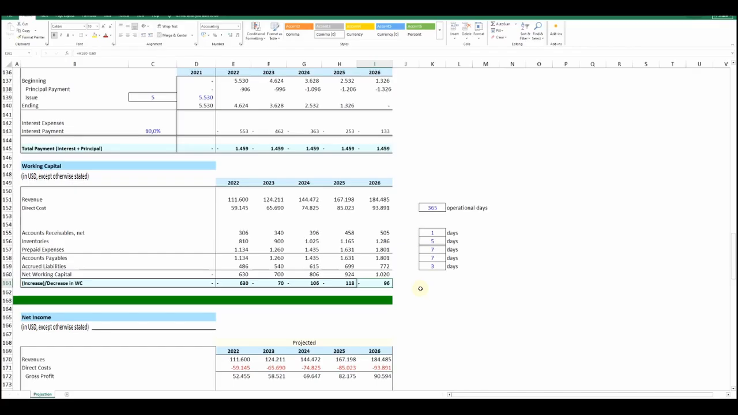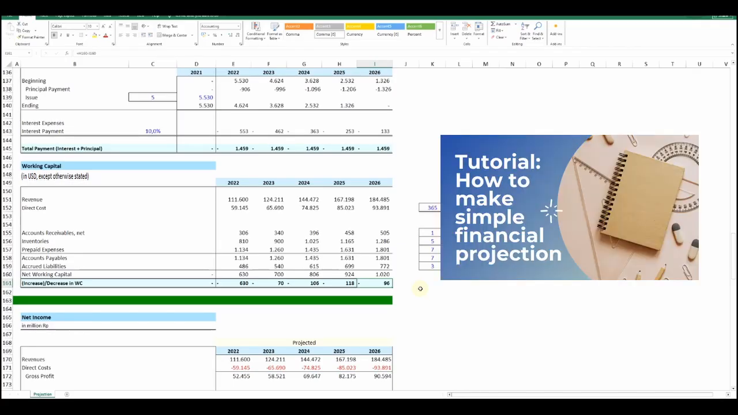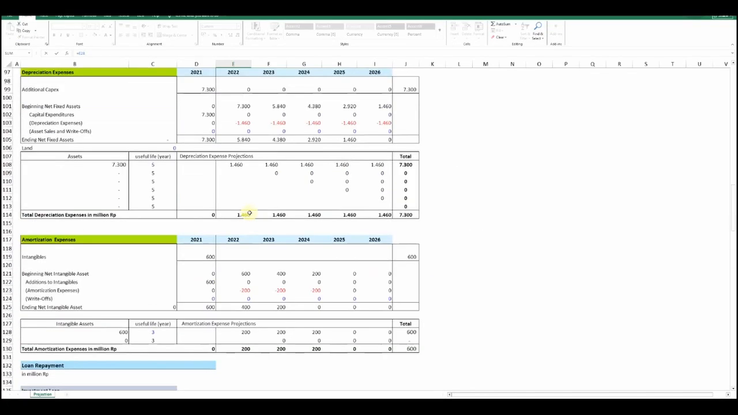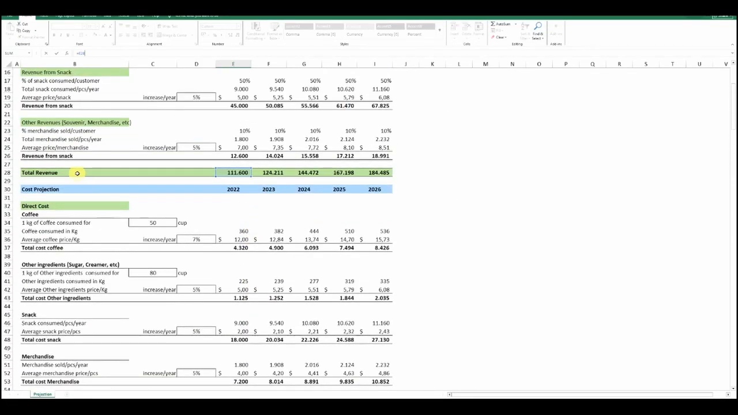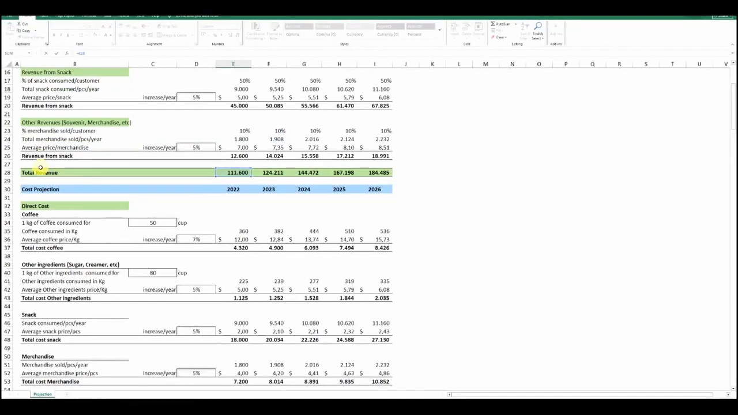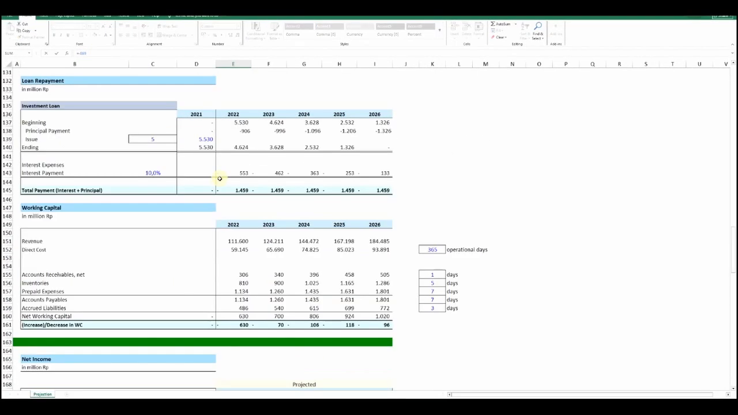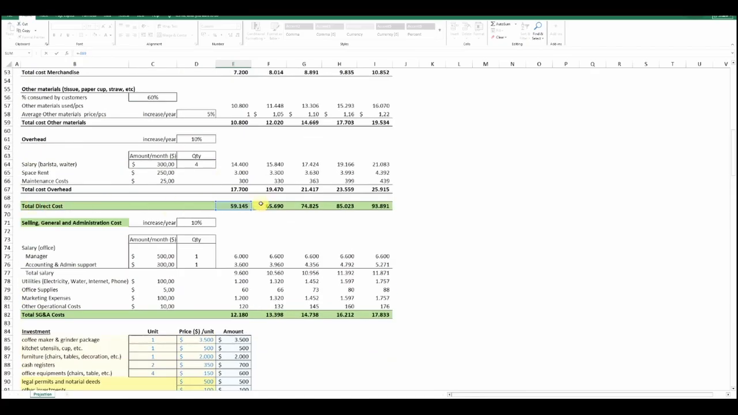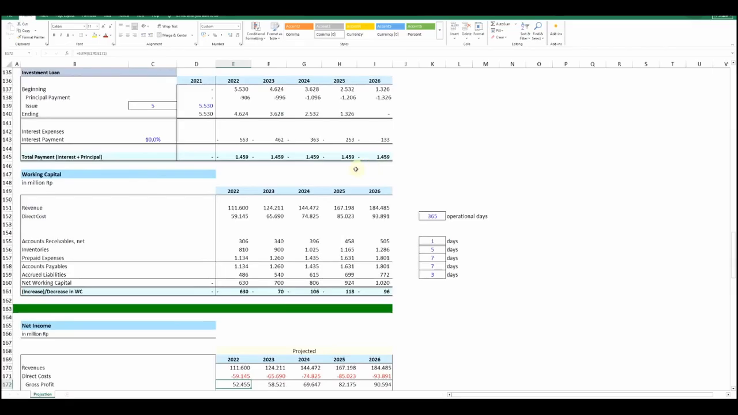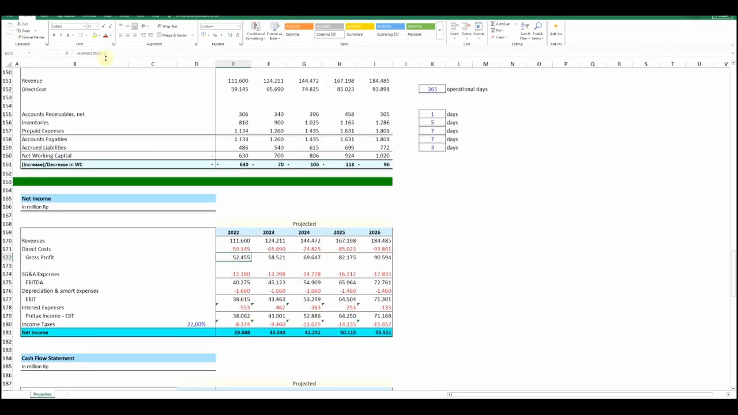For a more detailed explanation about working capital, you can check out my video on a tutorial for creating a simple financial projection. Now let's move on to the income statement. Revenue is pulled directly from the total revenue section above, which I've marked in green for easy reference. The same goes for direct costs, which are taken from the total direct cost section. Then we calculate gross profit, which is simply revenue minus direct costs.